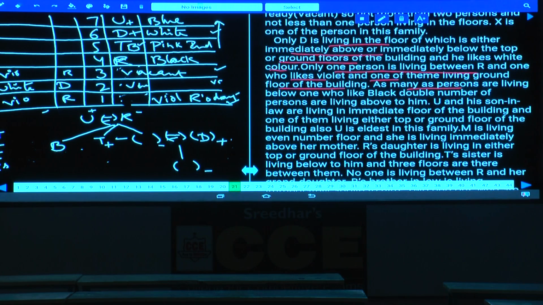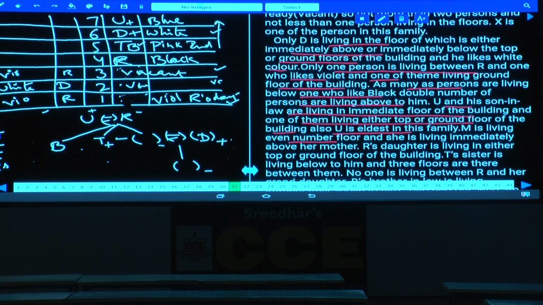As many persons are living below the one who likes black as double the number of persons living above him. U and his son-in-law are living on immediate floors of the building, and one of them is living at the top or the ground floor of the building. Also, U is the eldest in this family. M is living on an even number floor.